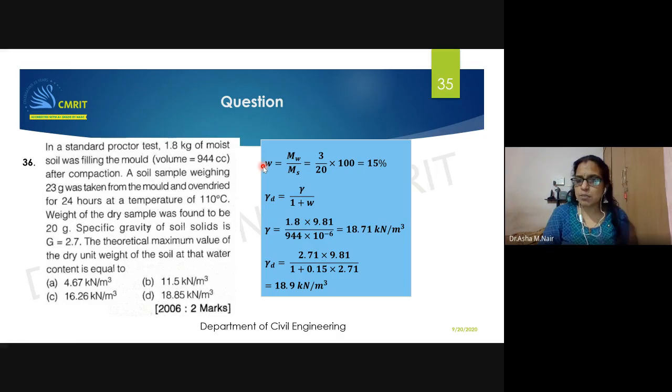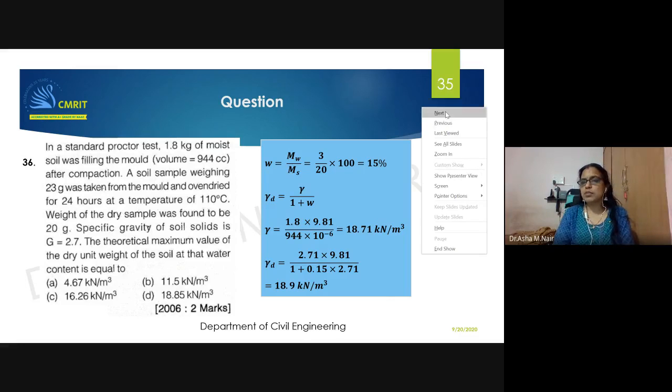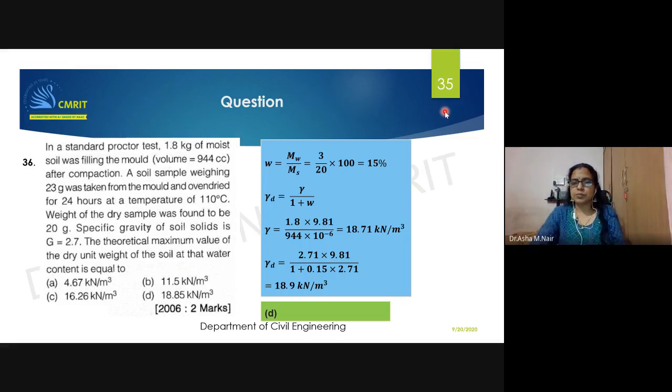Once you get it as 18.71 kilonewton per meter cube, please note it is not the answer, because in your case you are asked to find out the value of gamma d for the theoretical case, not just like that. So what you have to use is gamma d is equal to G gamma w divided by 1 plus wG. Because S is equal to 1 for the theoretical curve, we will get it as 18.79 or otherwise 18.85. So your option will be option D.